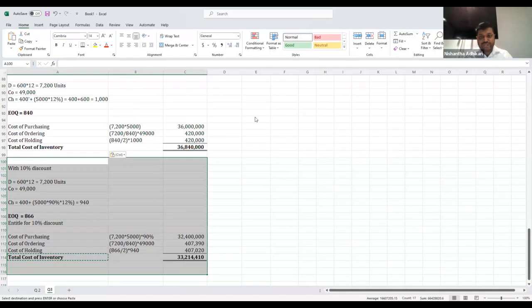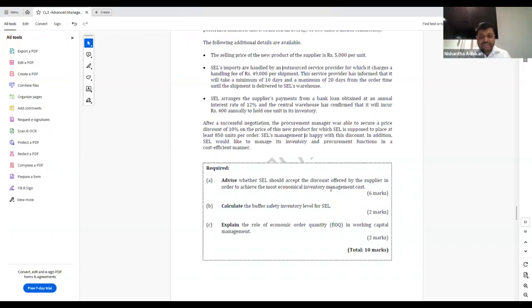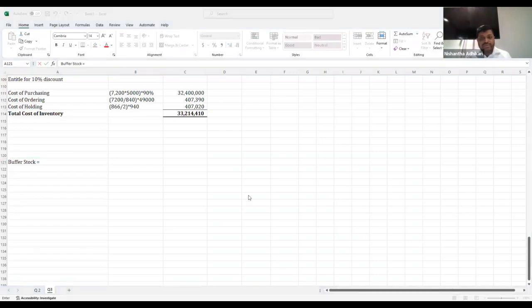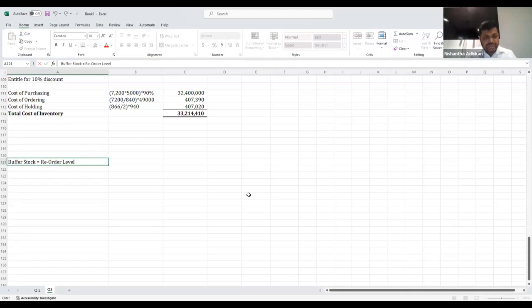Okay, I am going back to the illustration. And yes, 6 marks being allocated. Now you are asked to calculate buffer stock. How to calculate buffer stock? Okay, I will share. When you're going to calculate buffer stock: buffer stock equals reorder level minus average lead time into average consumption.